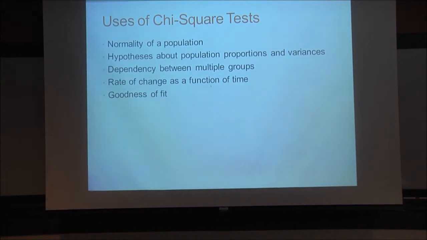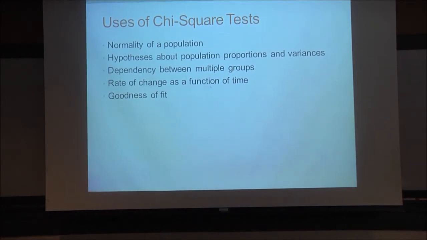Chi-square tests have multiple uses. They can be used to assess the normality of a population, test hypotheses about a population proportion or variance, check dependency between multiple groups, and evaluate the rate of change over several periods. We'll be focusing on goodness of fit.